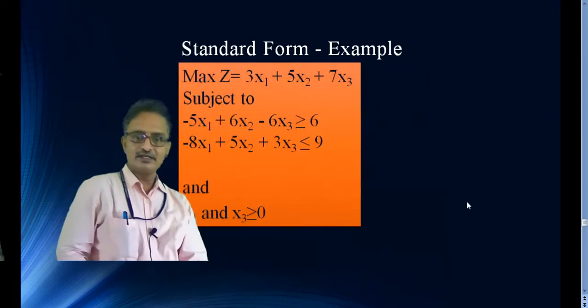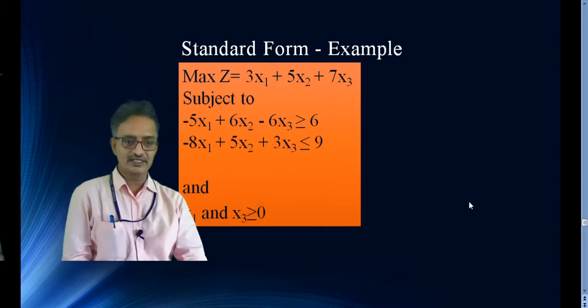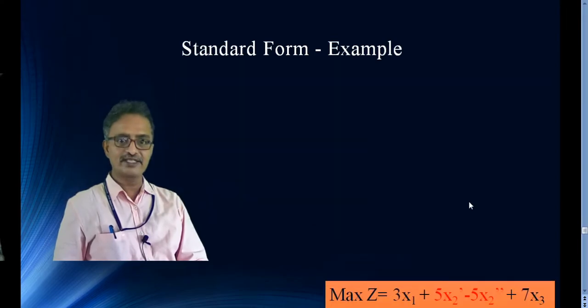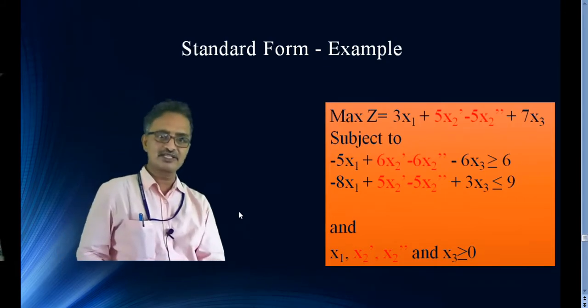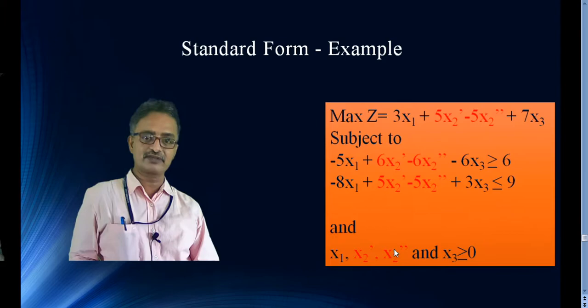Now let us say the variable x2 is not declared, so it is unrestricted. Therefore we need to convert the formulation with x2 equal to x2 dash minus x2 double dash. That brings the formulation into this fashion: maximize z equal to 3x1 plus 5x2 dash minus 5x2 double dash plus 7x3 and all the other constraints. With that we have two positive variables in place of x2. x2 is replaced by x2 dash and x2 double dash, so we have x1, x2 dash, x2 double dash.